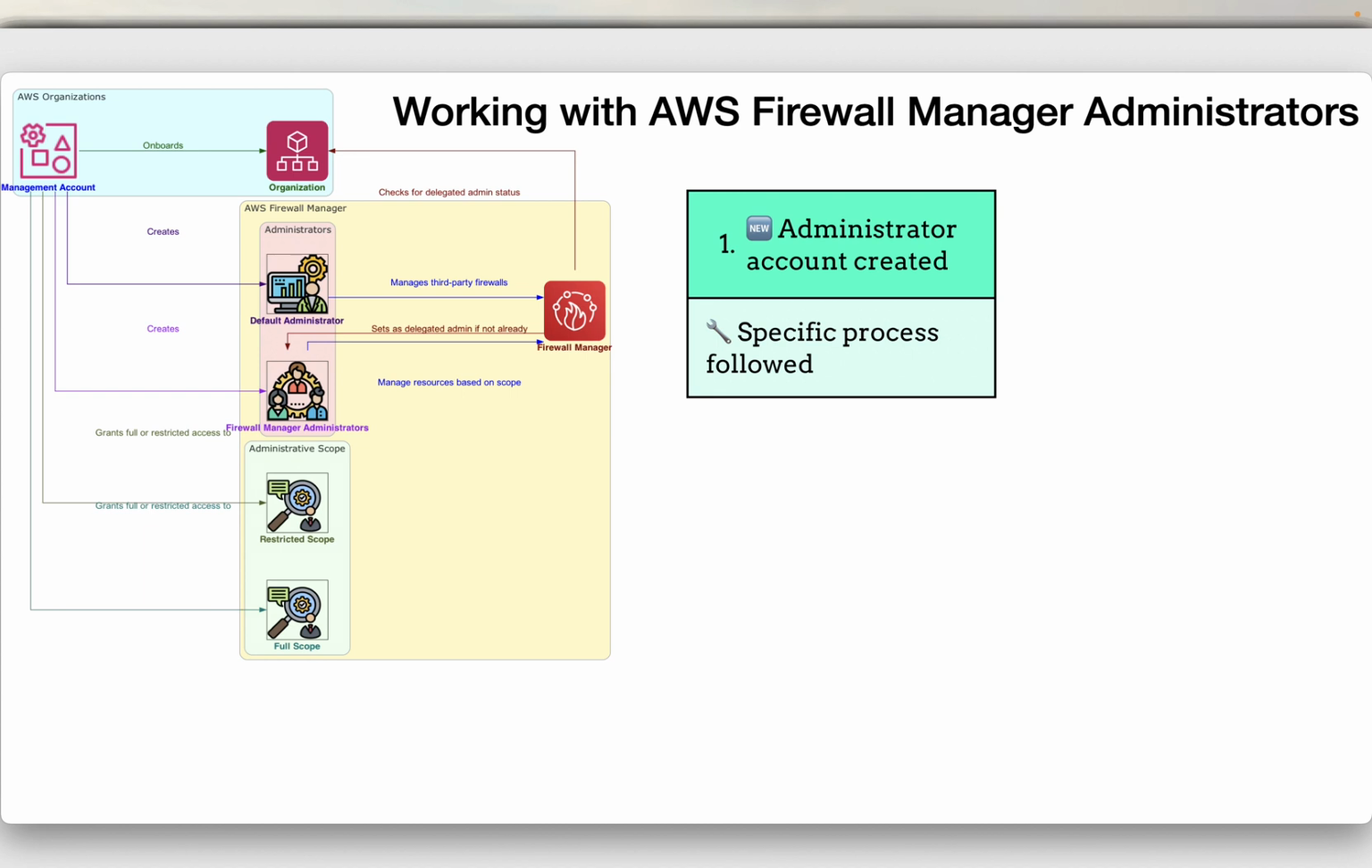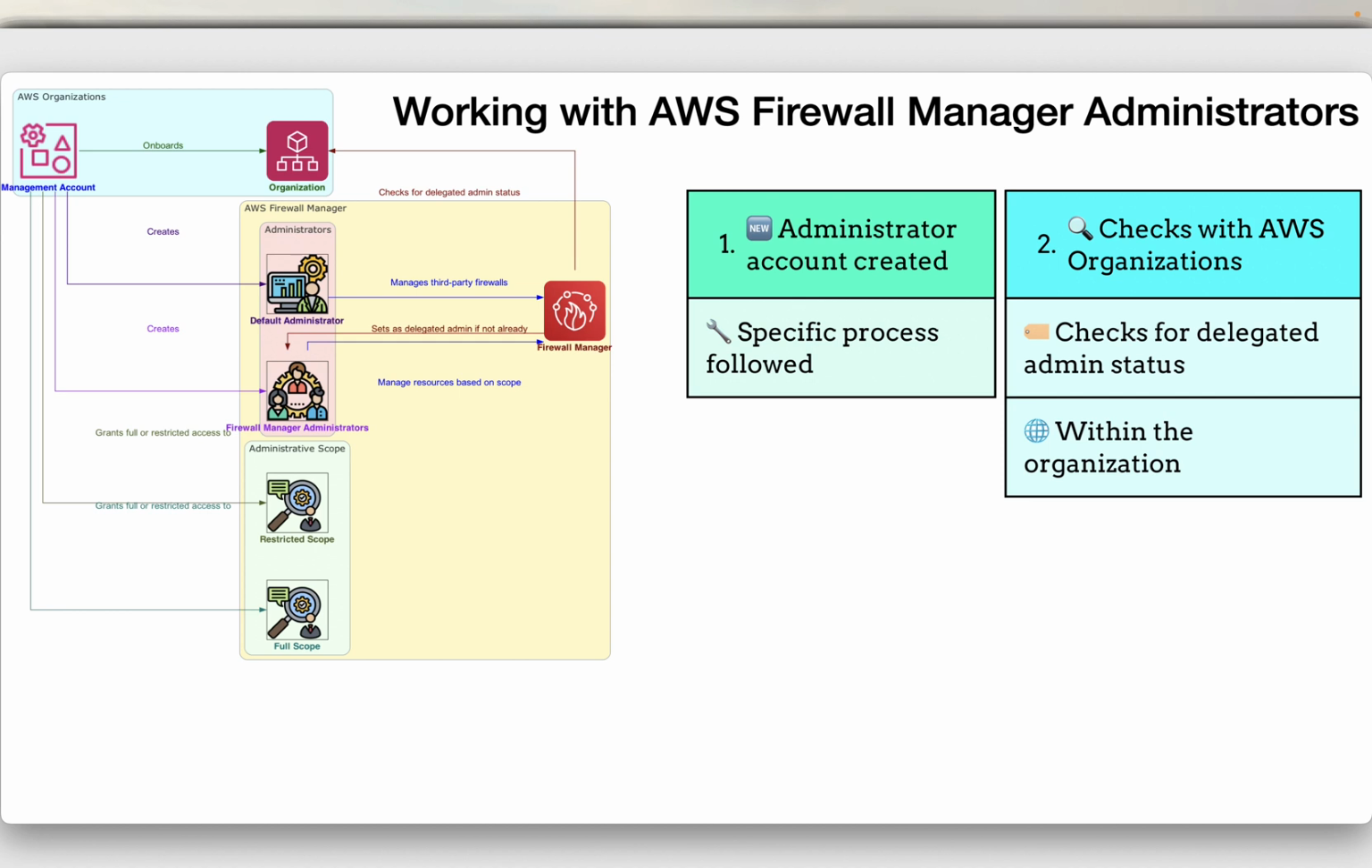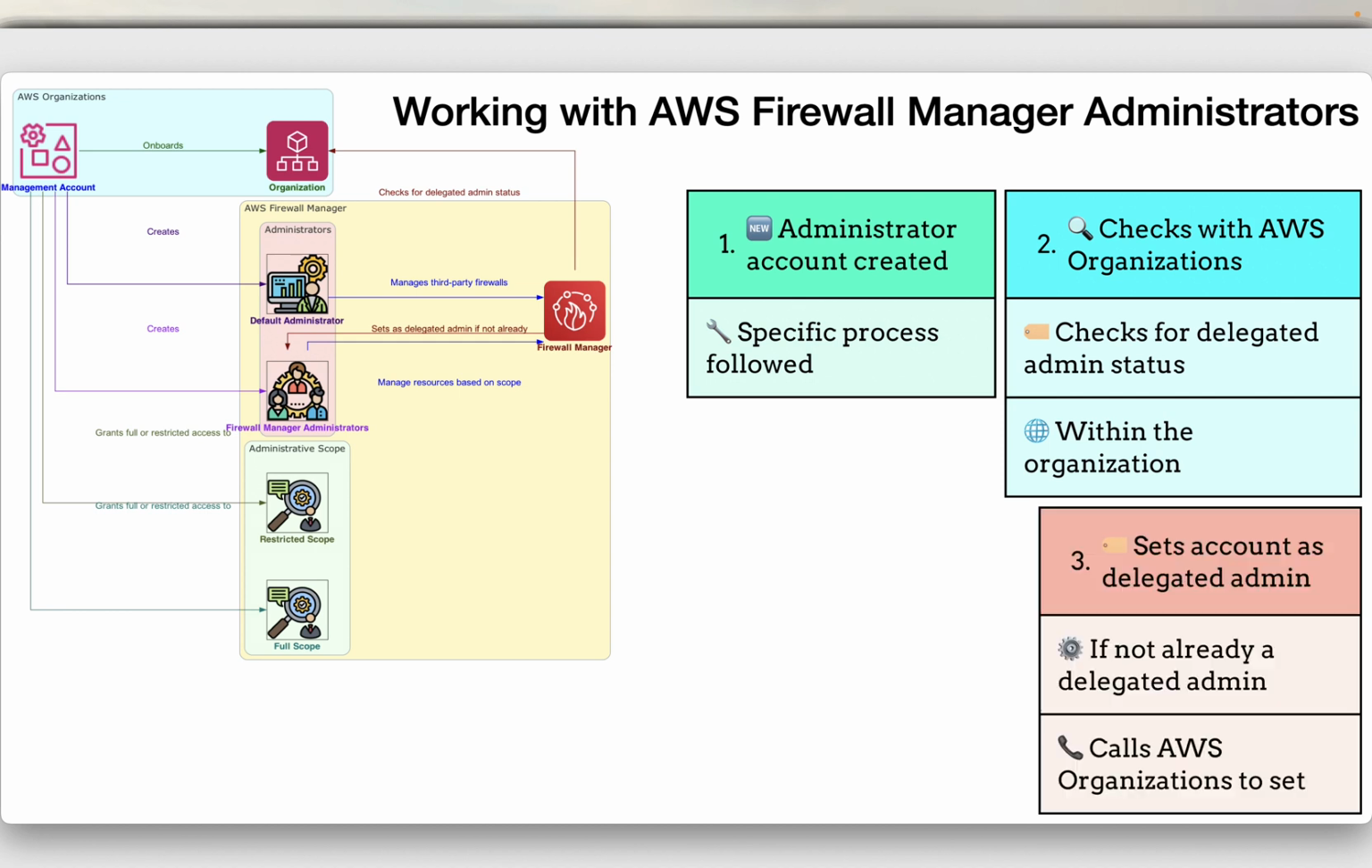Okay, next, the Firewall Manager administrator creation process. So we'll see, when a new Firewall Manager administrator account is created, a specific process is followed. Upon creation of the administrator account, Firewall Manager checks with AWS Organizations to see if the account is already a delegated administrator for Firewall Manager within the organization. If the account is not already a delegated administrator, Firewall Manager calls AWS Organizations to set the account as a delegated administrator for Firewall Manager.